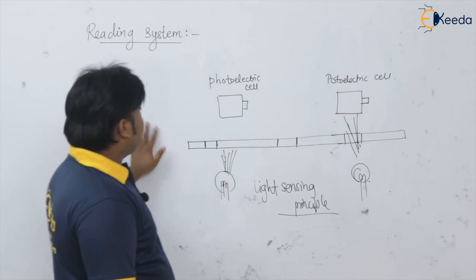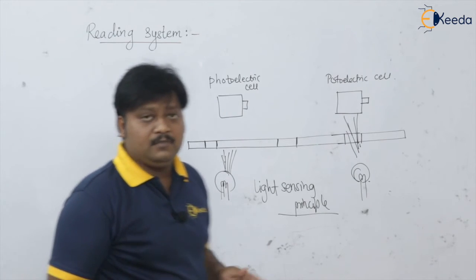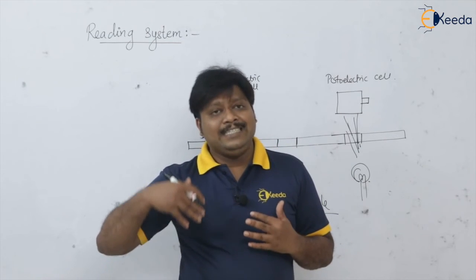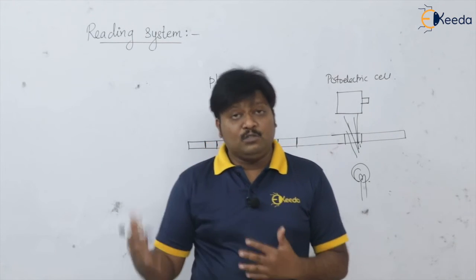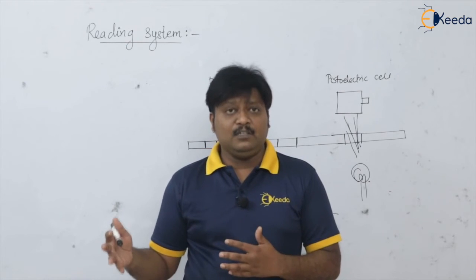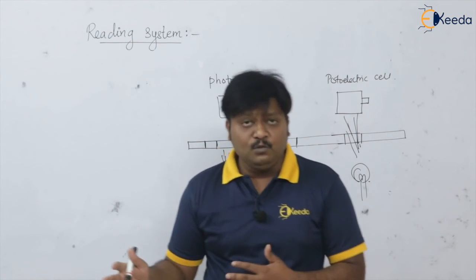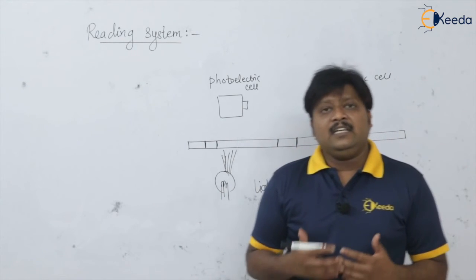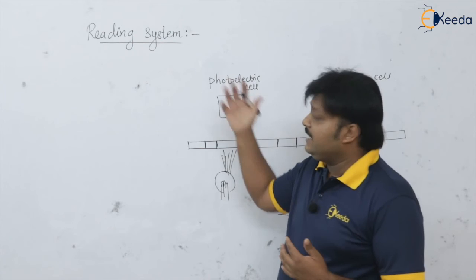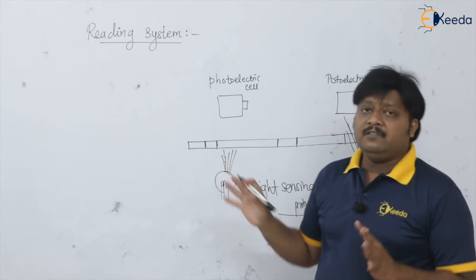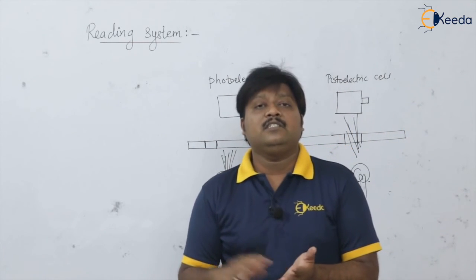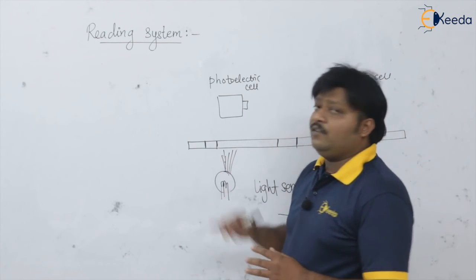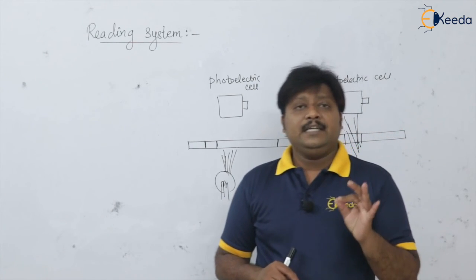So this is how the reading system works: whatever information we have in the program is given in a suitable language which is known to the MCU. That is nothing but the input, or the reading system. And in NC machine tools we generally use punched tapes. That is the principle of working of the punch tape.